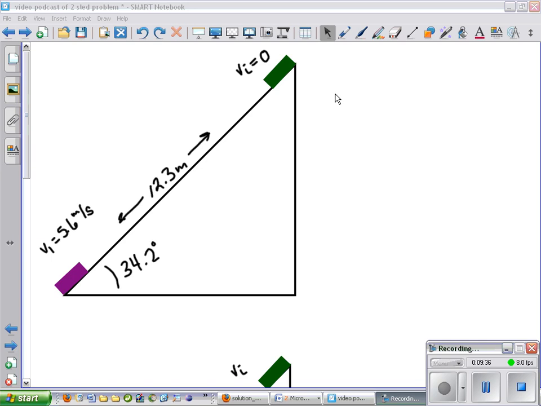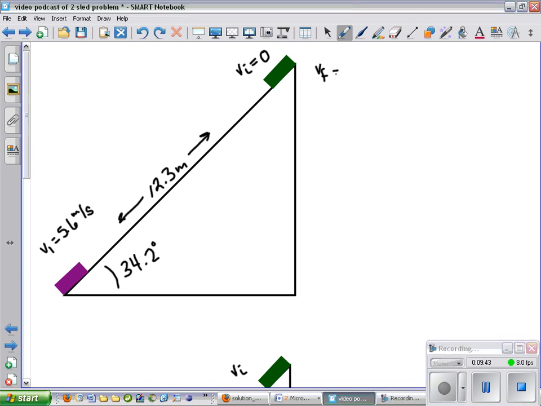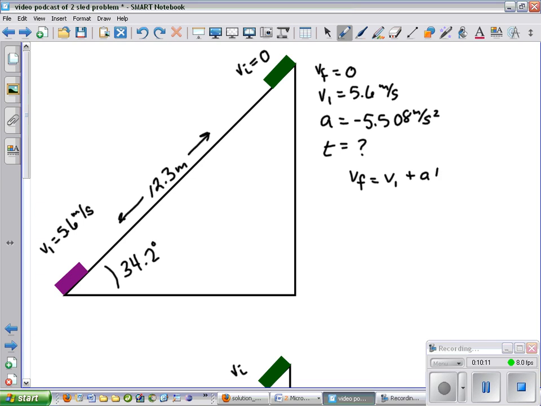So for the purple sled, we know that in this case, Vf is equal to 0. Vi is 5.6, because they gave that to us in the problem. a is negative 5.508, what we just calculated a moment ago, and we're looking for t. And the good news is that is our easiest motion equation. Vf equals Vi plus at.